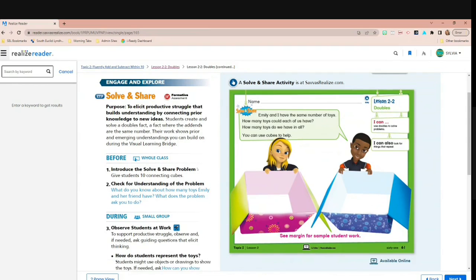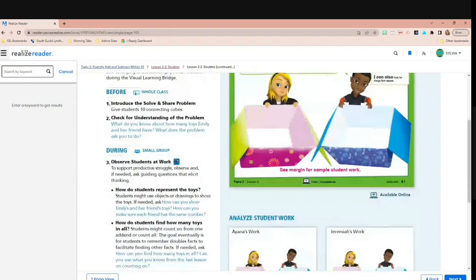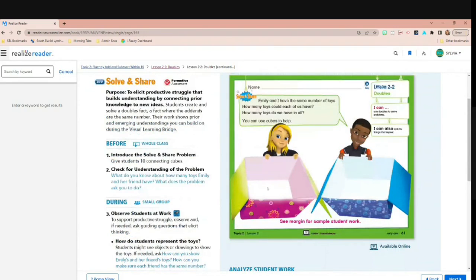While they are talking, you can see right here, during small group, the teacher is observing the students at work. They're asking guided questions to elicit thinking. One of our goals is to get students thinking, once again, to help them move from being a dependent learner to an independent learner, able to problem solve all by themselves.